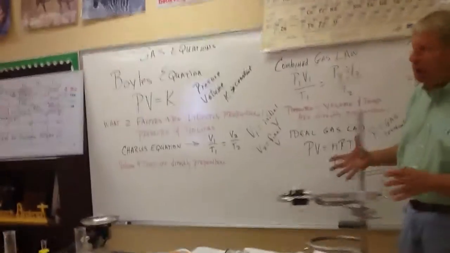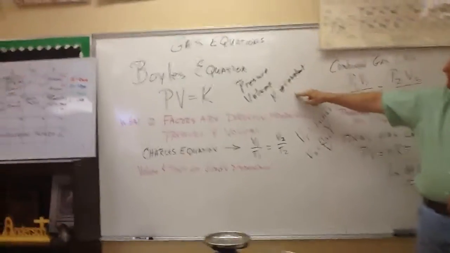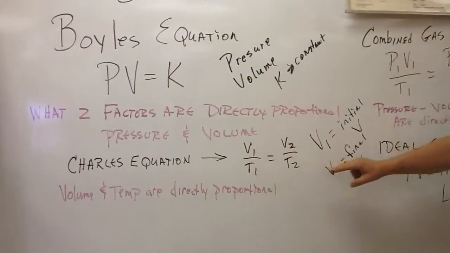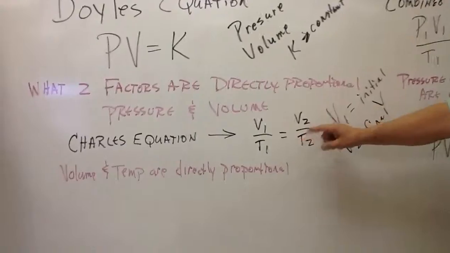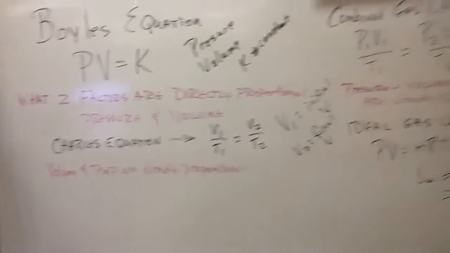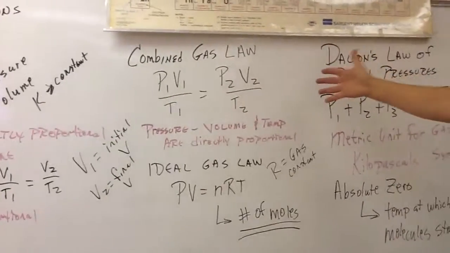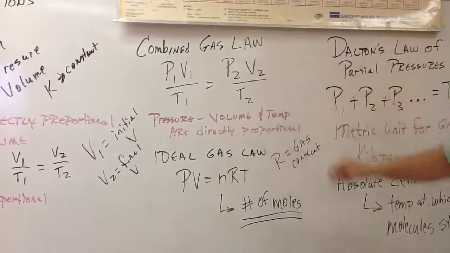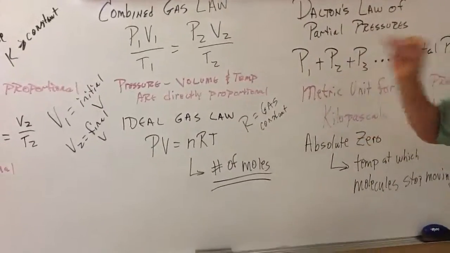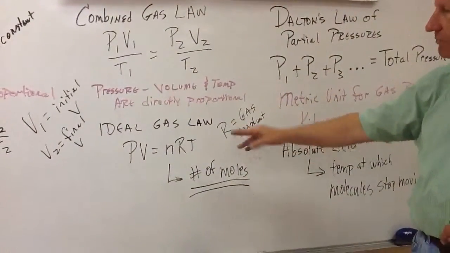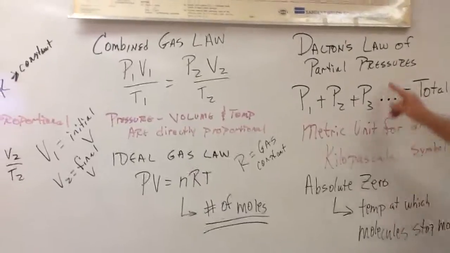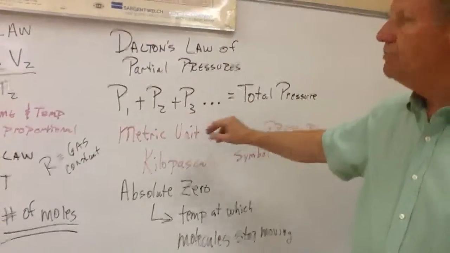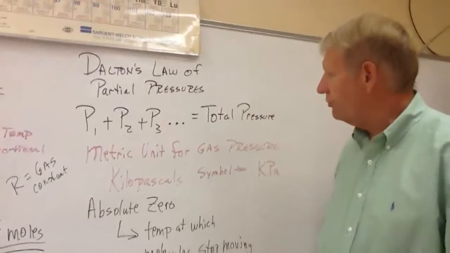Depending on what we know, we can use Boyle's equation, PV equals K. Charles' equation, V1 over T1 is equal to V2 over T2, so initial volume and initial temperature is equal to final volume and final temperature. The combined gas law, P1 V1 divided by T1 is equal to P2 V2 over T2. Then the ideal gas law, which we hone in on right away whenever we see something with moles, PV equals nRT. And then Dalton's law of partial pressures, which we won't use to calculate a lot of problems, but it is simply that the sum of all the pressures equals the total pressure.